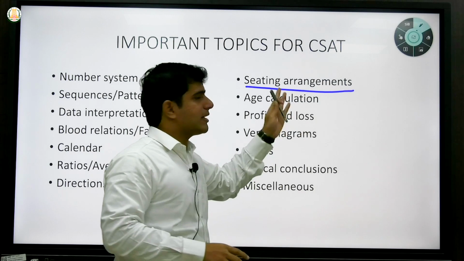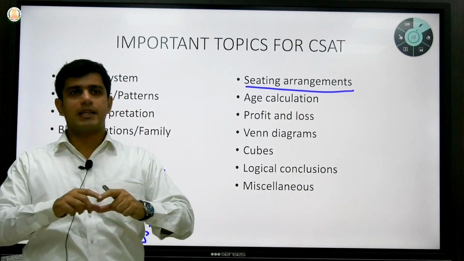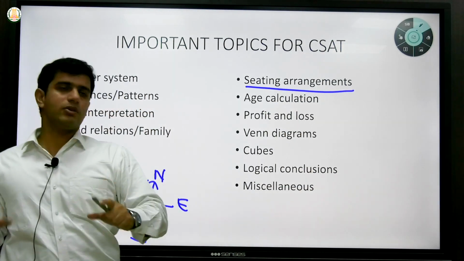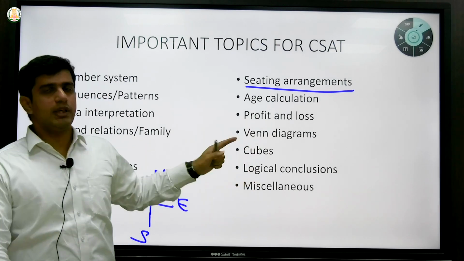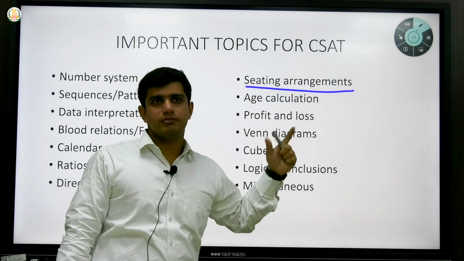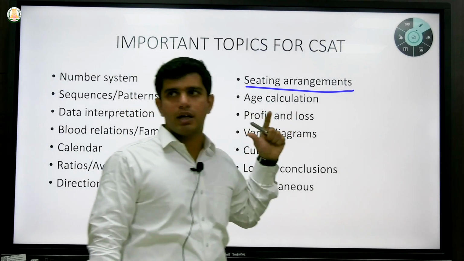So again, when I say seating arrangement, they may not ask exactly seating arrangement. That rank question also is a seating arrangement question. So you need to understand the model. If not the exact terminology, you should understand the model.